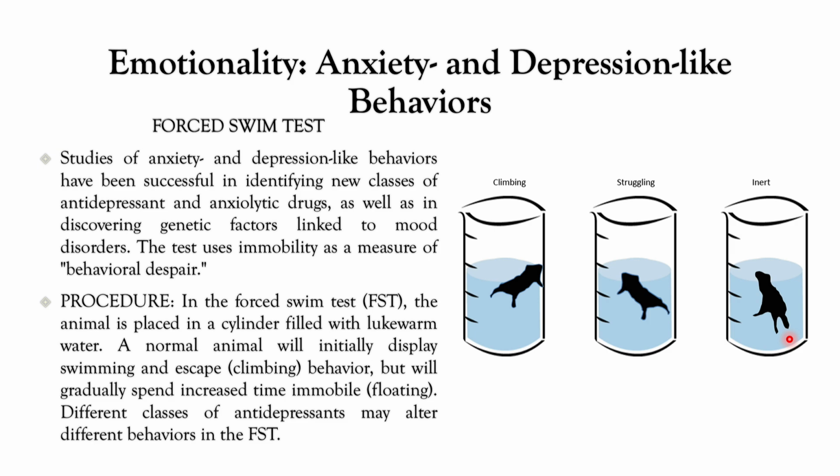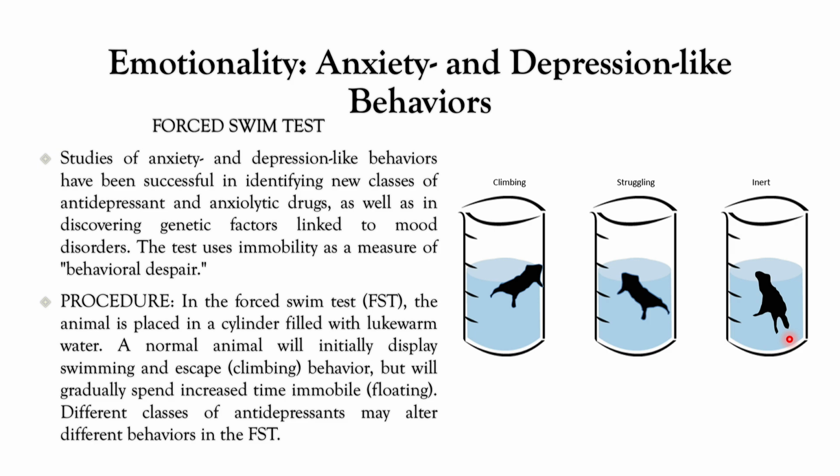Then there are tests for anxiety and depression-like behaviors. The first one is the forced swim test. This test is helpful in identifying new classes of antidepressants and anxiolytic drugs, as well as discovering genetic factors linked to mood disorders. The test uses immobility as a measure of behavioral despair. The procedure involves the animal being placed in a cylinder filled with lukewarm water. A normal animal will initially display swimming and escape behavior, but will gradually spend increased time immobile, that is floating.